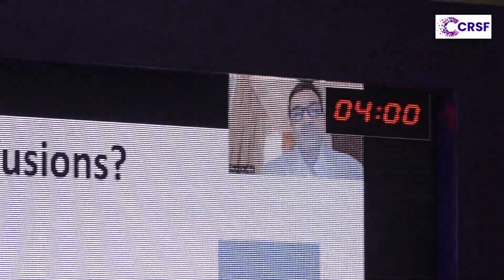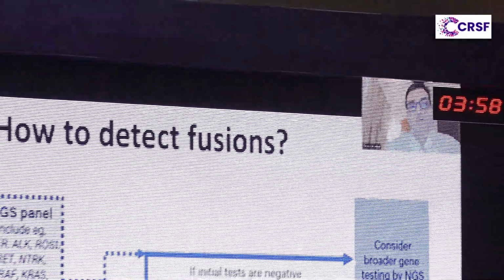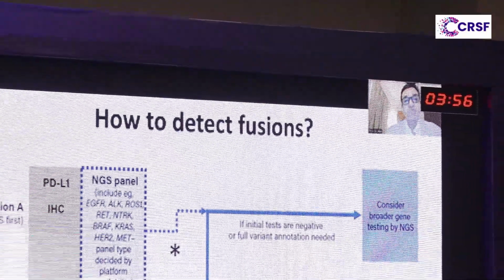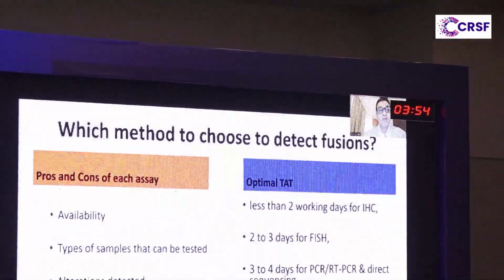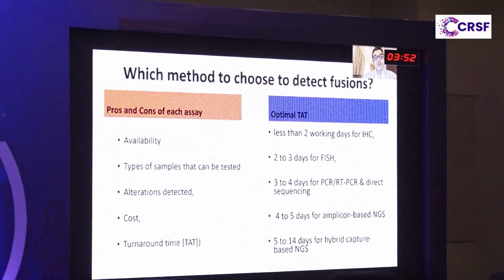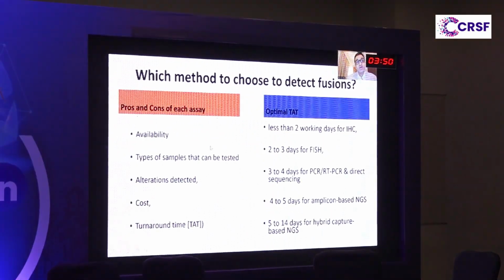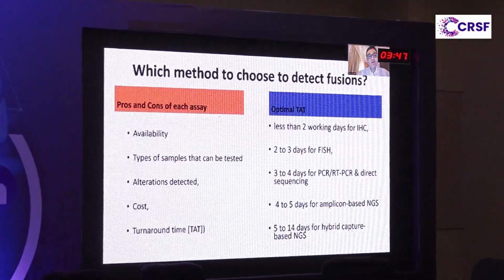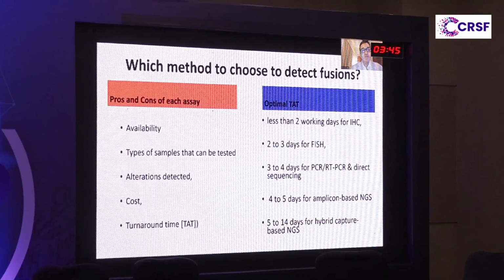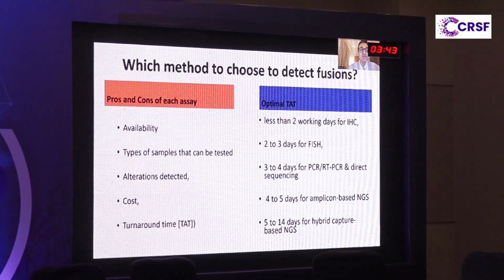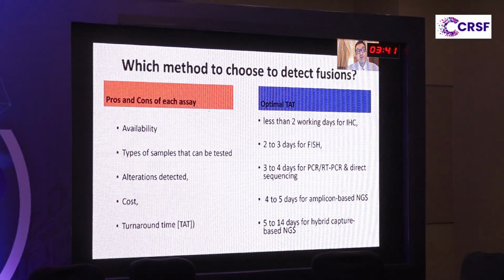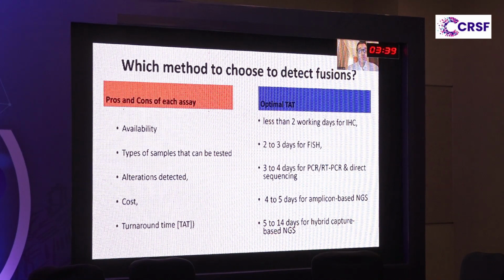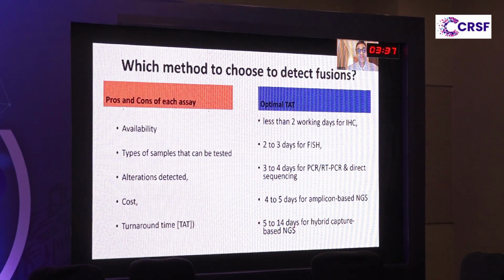Fusions, and at one go you can test for all of these. So these are the four various methods which are available, and each has its own pros and cons. The test which can be ordered will depend on the availability of these tests, type of the samples, genetic alterations which are targeted, cost, and turnaround time, which is one of the most crucial components for deciding the therapy to the clinician.